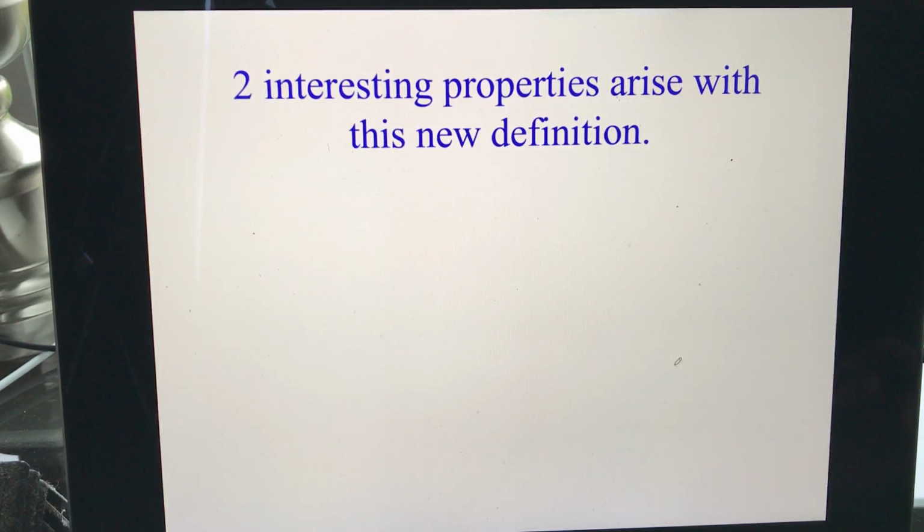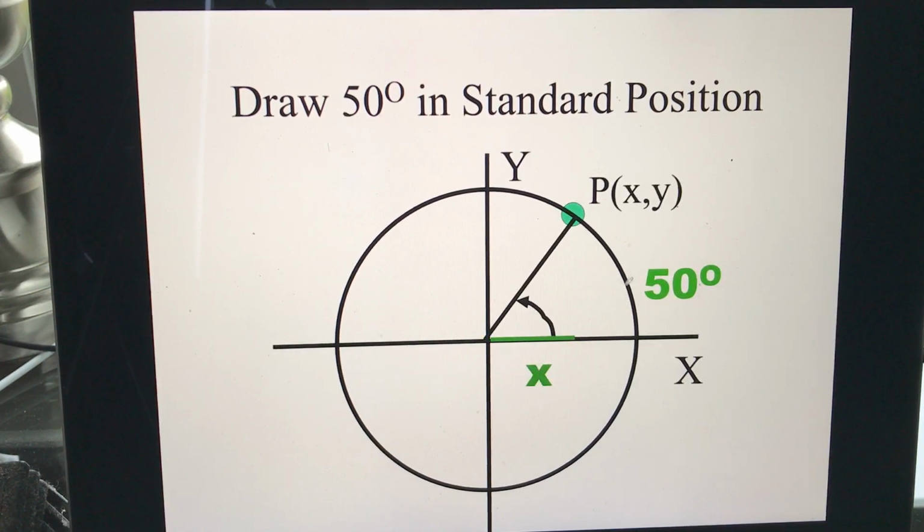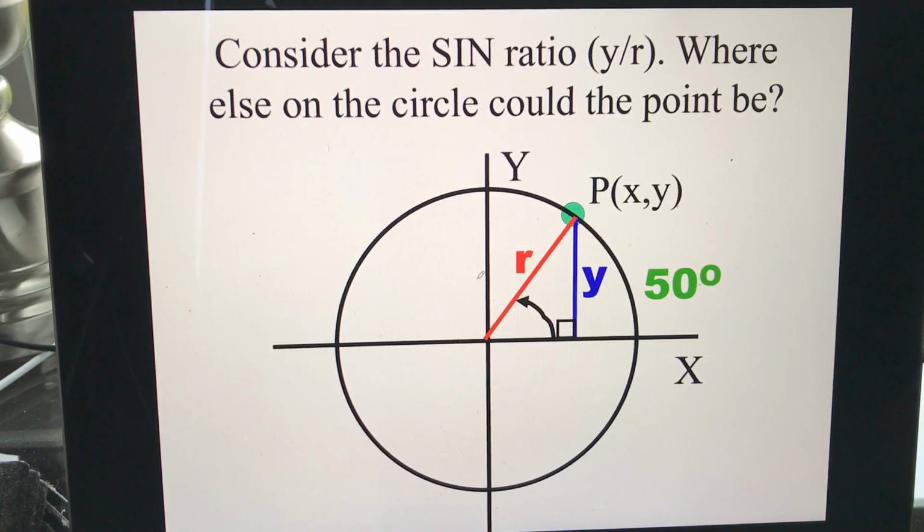Now there are two interesting properties that arise when you start spinning these terminal arms bigger than 90 degrees. So I'm going to draw an angle of 50 degrees in standard position. That's easy enough. And then I have an x and a y and r. So there's 50 degrees, that's the opening, straightforward. Now consider the sine ratio, y over r. Where else in the circle could I have a point with y over r? There's somewhere else around the circle that I could use the same y and the same r, but have a different angle.